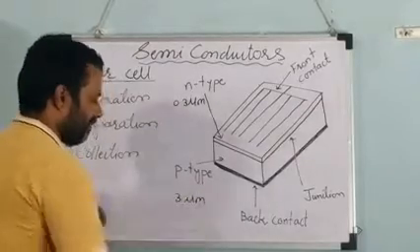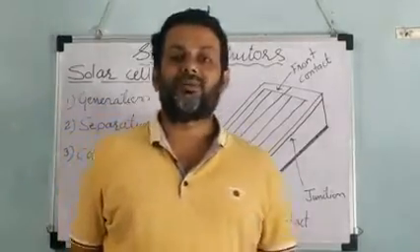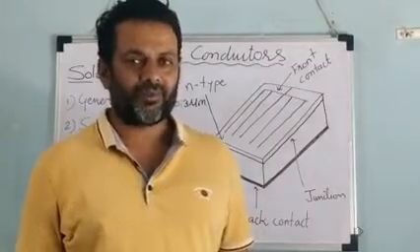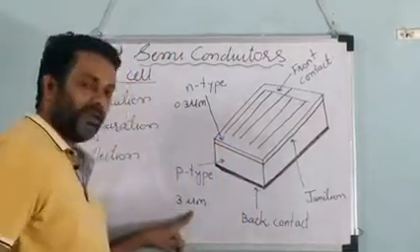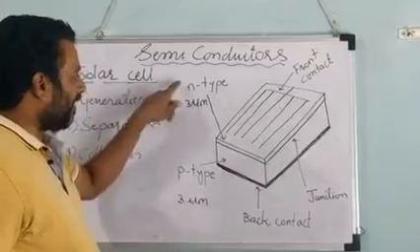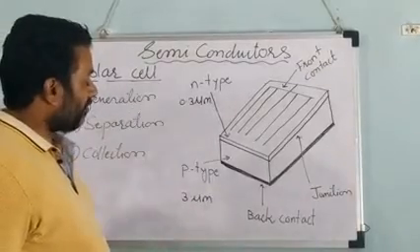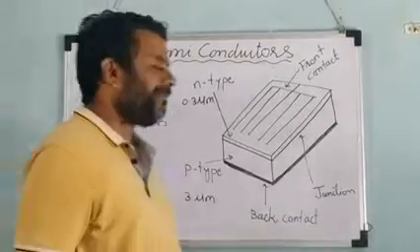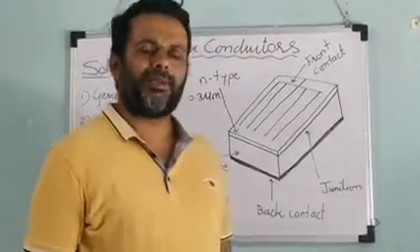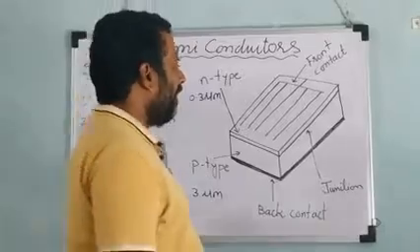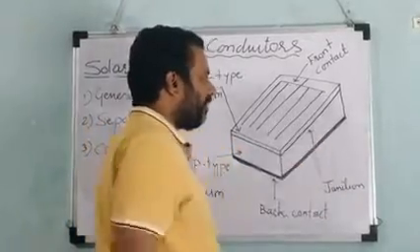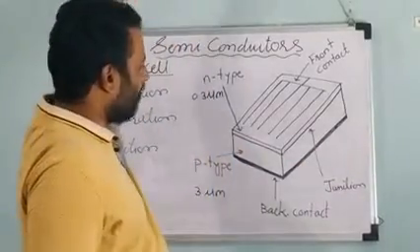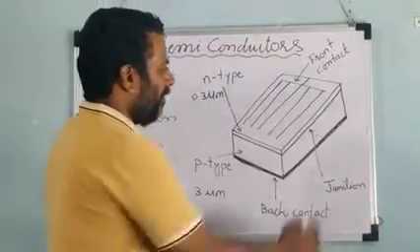Now just imagine, a micrometer is the 1,000th part of a millimeter. So already this is very small, but the N type semiconductor is 1,000 times smaller than the P type. The purpose of keeping the N type very thin is that the light should be able to reach the junction. Whatever light falls on the N type from the top should be able to reach the junction.